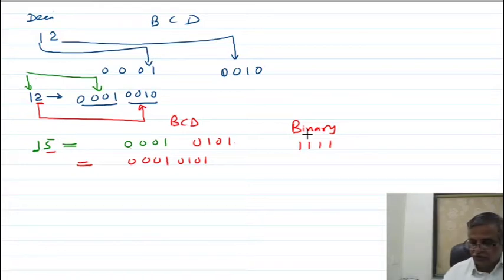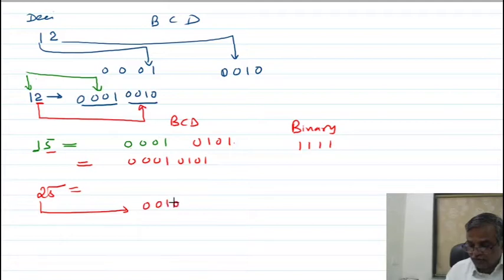I think you understand how to write the BCD code of 25. For 2 you write 0010, and for 5 you write 0101. Let us discuss BCD arithmetic. First we will discuss the addition.